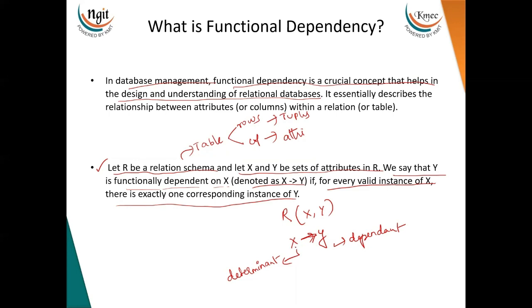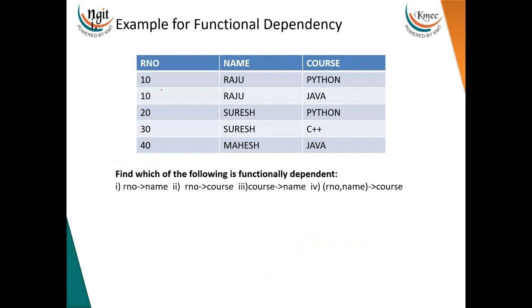Now let us understand what is functional dependency with an example. Here in the example, we have three attributes, namely roll number, name, and course. Also, there is a set of values given for every attribute. Now there is a question: which of the following is functionally dependent? Among the options that are available, you have to decide which one is functionally dependent. We have attributes like X and Y, and you are going to apply the formula for the given example.